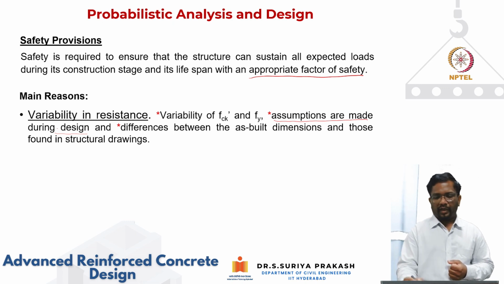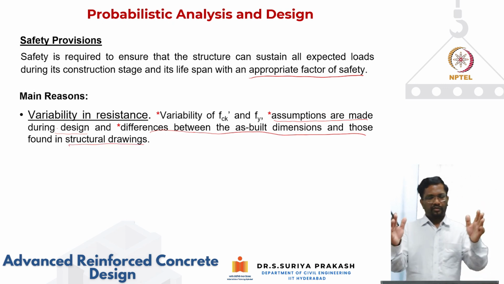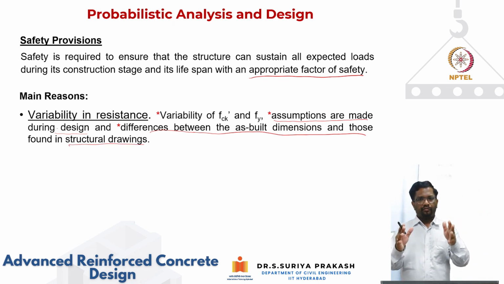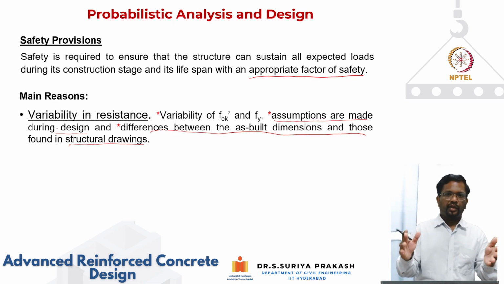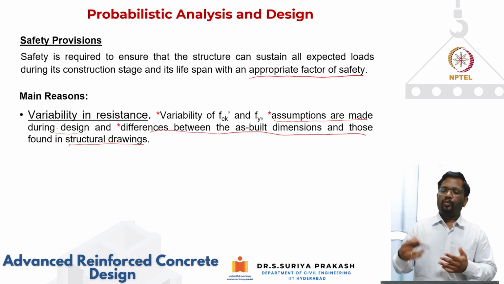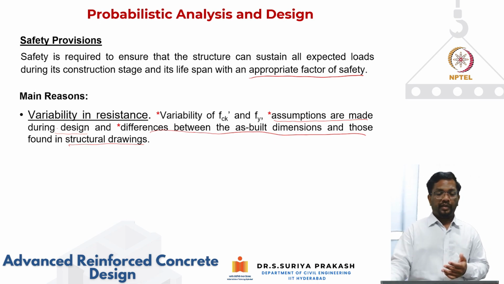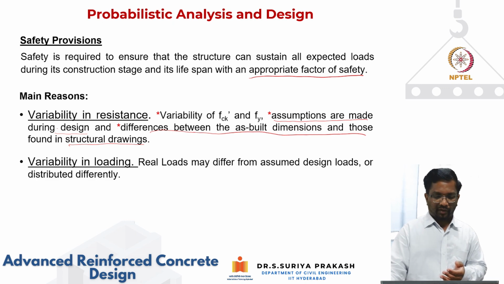Okay, and then you're going to have differences between as-built dimensions and those found in structural drawings. Again, in structural drawings you may end up designing a column, let's say 300 mm by 300, but inside it will be 290 by 300. Okay, so what are the implications of that? There is inherent variability in resistance that we need to account for.